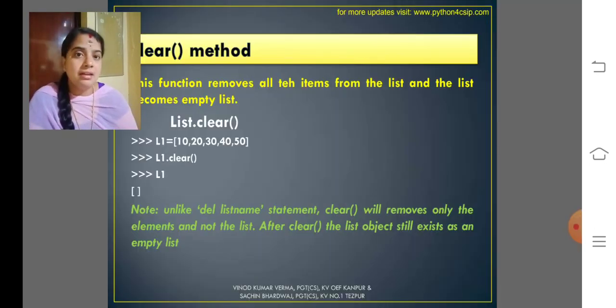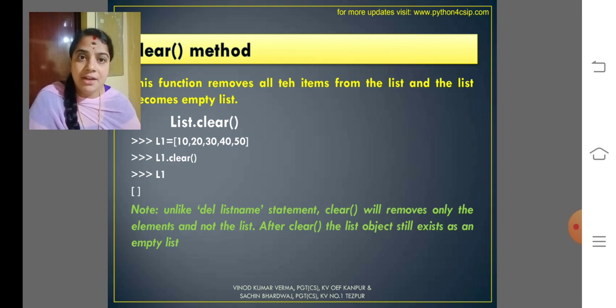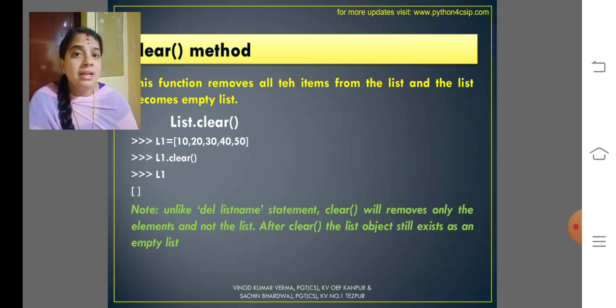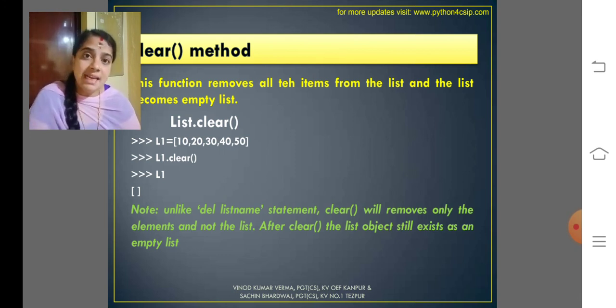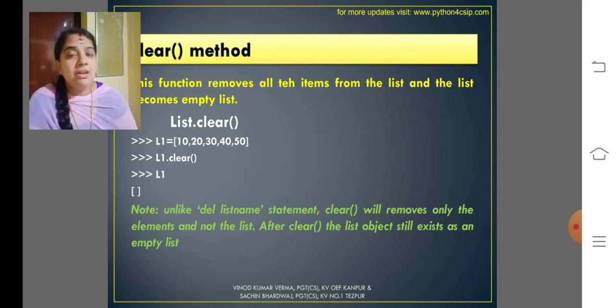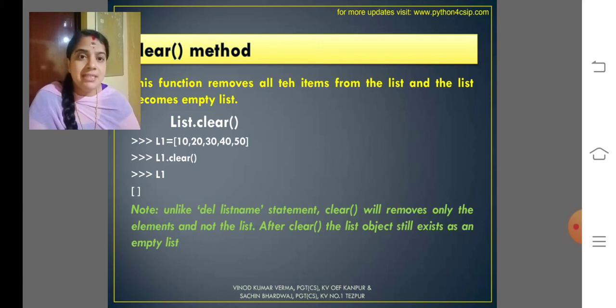Then clear. Clear is a method for deleting all the elements in a list. Here I have used L1 dot clear. If you print L1 again, you will get an empty list. Unlike the DEL list name statement, which you can also use, clear will remove only the elements and not the list. After clear, the list object will exist in memory as an empty list.